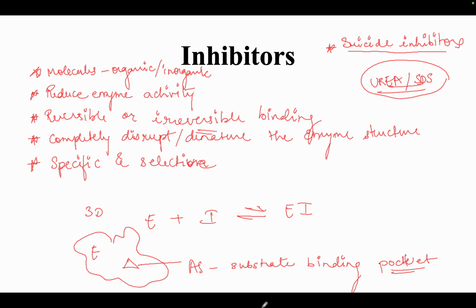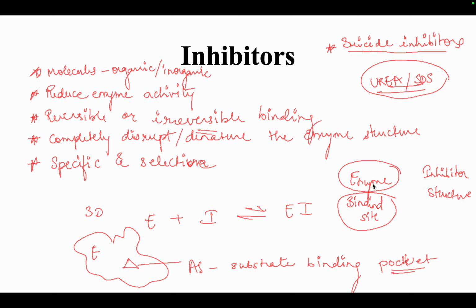So in order to design different inhibitors specific to the enzyme, we need to have enzyme structure information and its binding site information. We should also know the inhibitor structure. Knowing the structure of the inhibitor is also important in order to design different inhibitors.